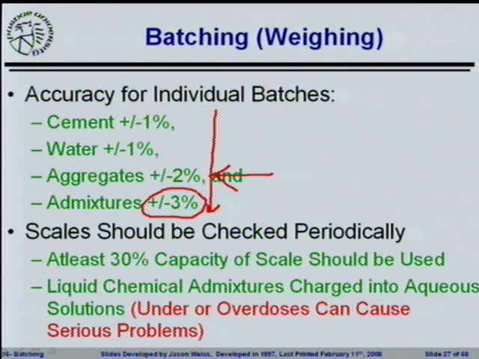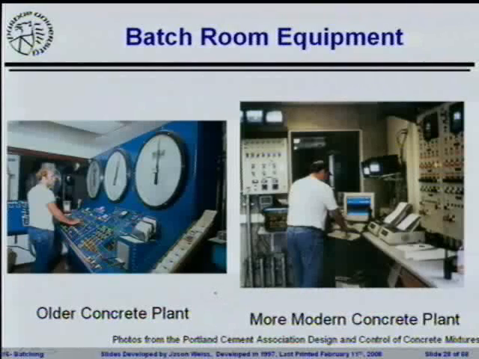Admixtures, because of the power that the admixtures could have, and because we're talking about relatively small volumes, we're looking at about plus or minus 3%. You want to be using at least 30% of the capacity of the scales typically. And in general, the chemical admixtures are going to be in solution, because with under or over dosing, if you put in twice as much superplasticizer as you expected, you're going to get a very, very different mix in the system.